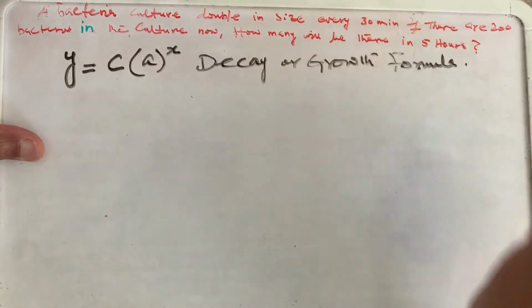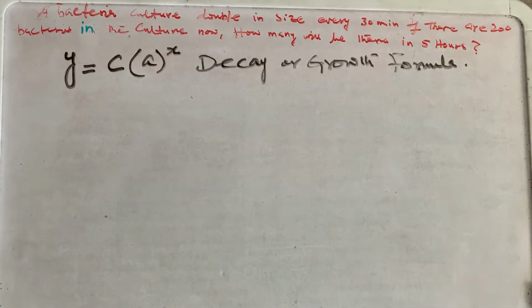So now we know what decay or growth is. Decay means decreasing, growth means increasing. A bacteria culture doubles in size every 30 minutes. If there are 200 bacteria in the culture now, how many will there be in 5 hours?